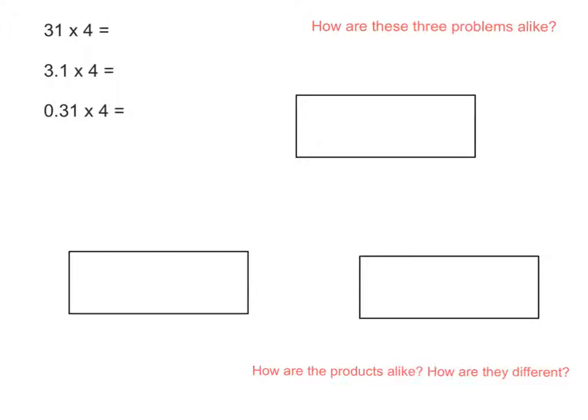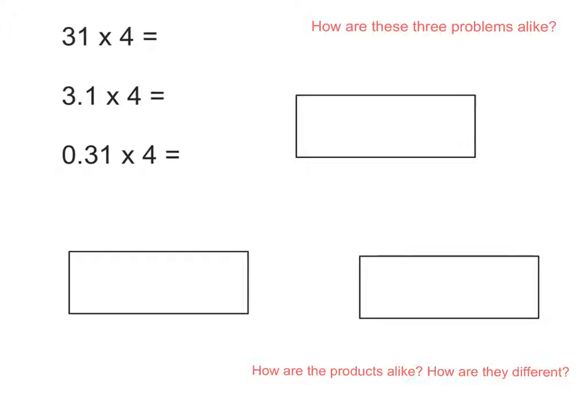In your math notebook, I want you to write down these 3 math problems, exactly as written. 31 times 4, 3.1 times 4, 0.31 times 4. So what I hear Drew saying is that these 3 problems are alike because they all have the same digits. What digits are involved in these problems? Sonia? 3. They all have a 3. 3, 1, and 4. They all have a 3, they all have a 1, and they all have a 4.